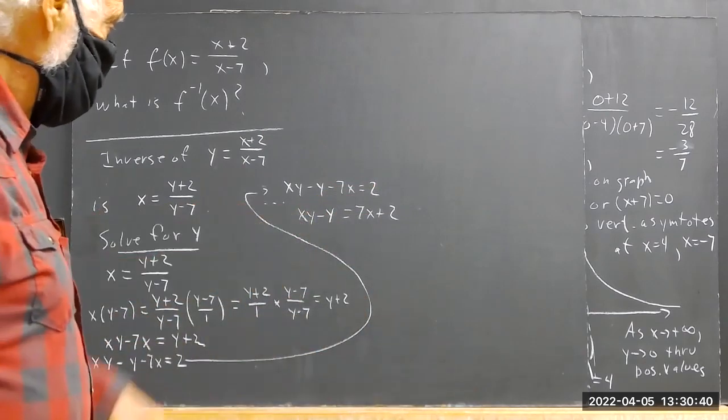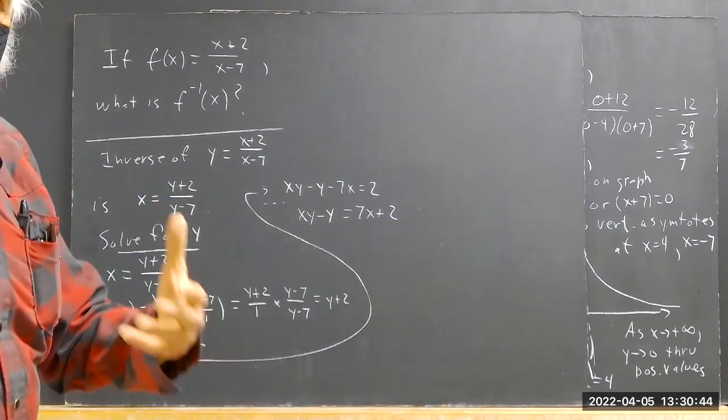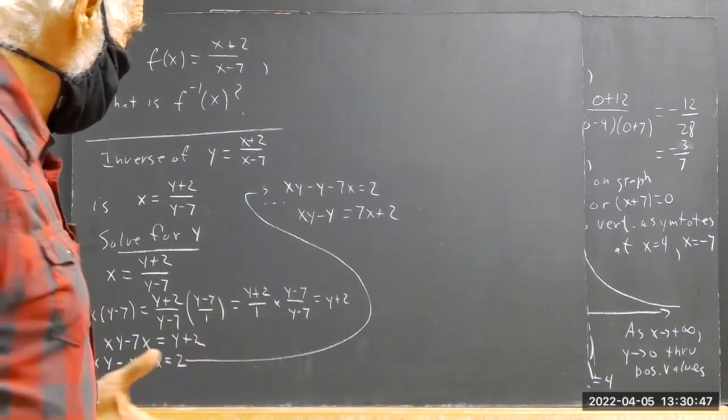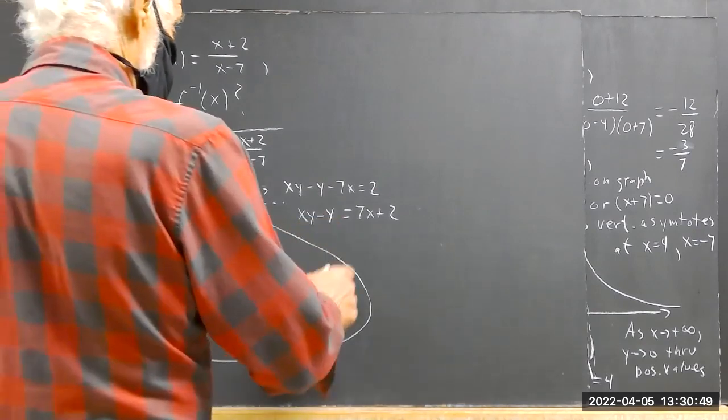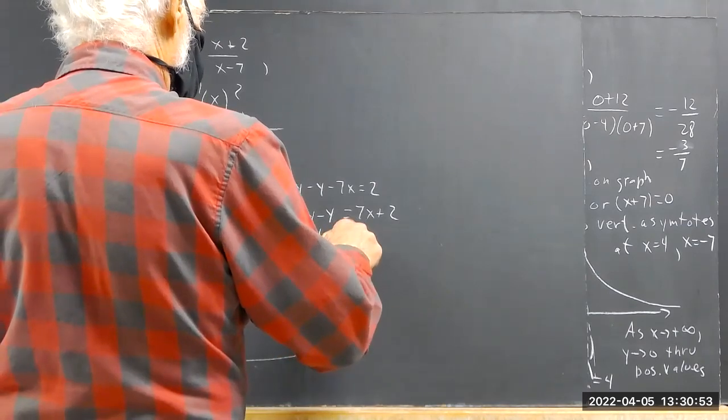So anyhow, this is what you've got. So what are we going to do about this? Well, this is where people tend to really get stuck. We're going to factor y out of this. This is y times x minus 1.